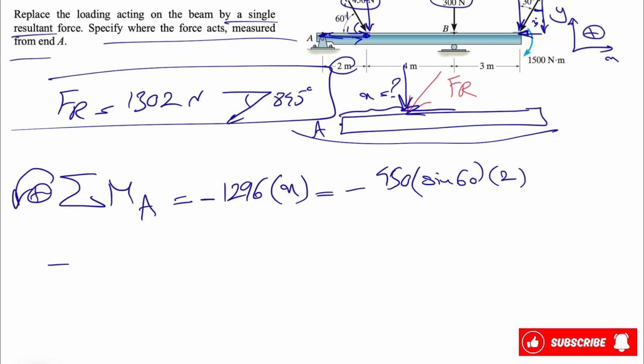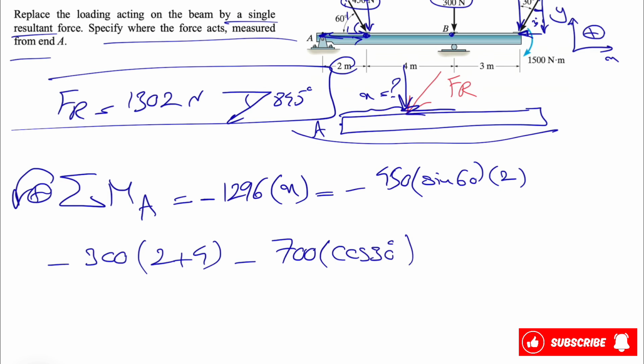We have the same thing, the 300 Newton force, it's already only in Y direction. So we have the force plus the distance, which is from B to A. So it's 2 plus 4, or 6. And the last one is the Y component of 700 Newton force, which is 700 times cosine of 30 degrees. And the distance is 2 plus 4 plus 3. So we'll get 6 for this one, and 6 plus 3, 9.